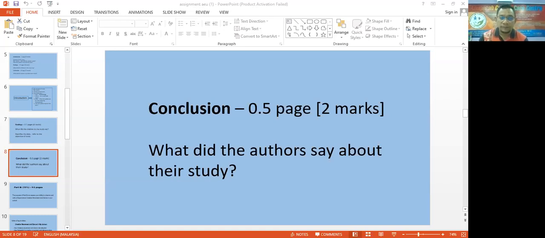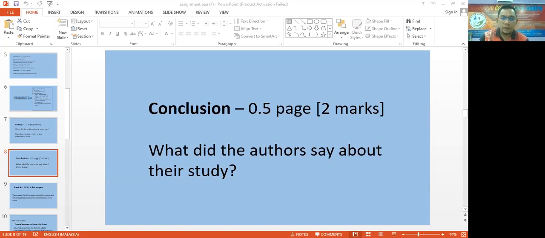So this is the background of the study, why the study needs to be conducted in society. Then this is about the study. I think you can find it from the data analysis.